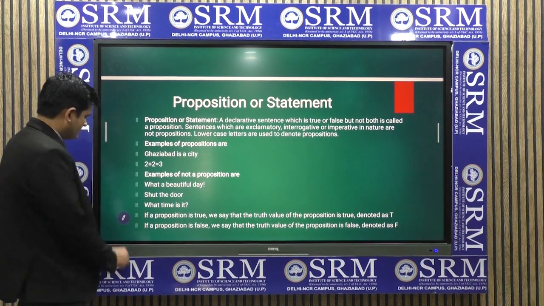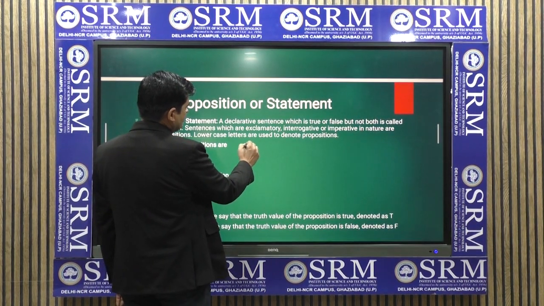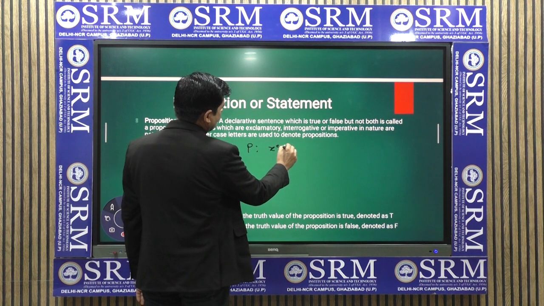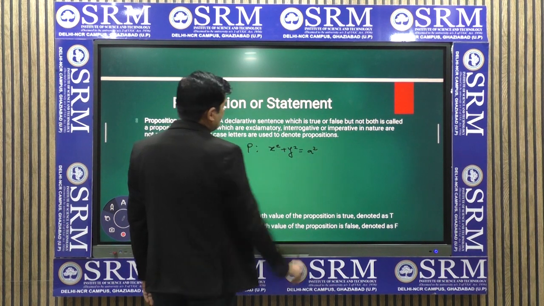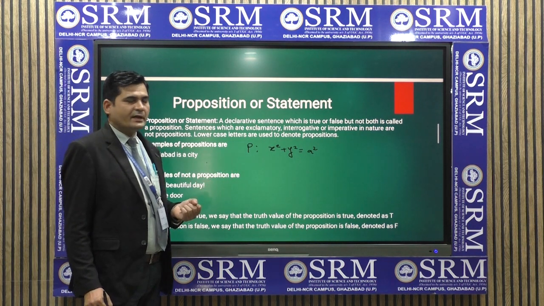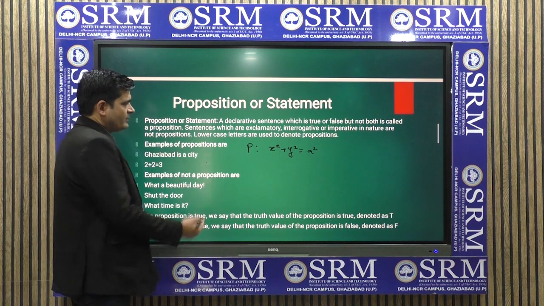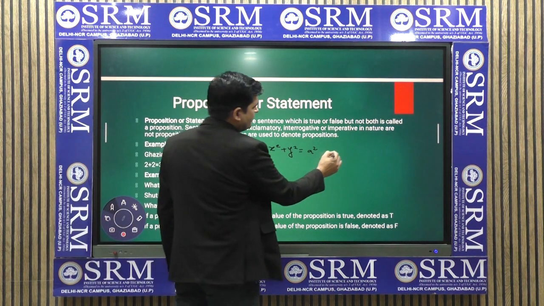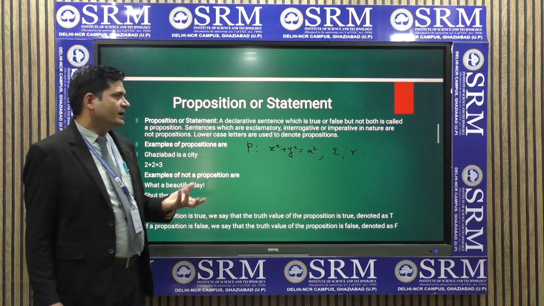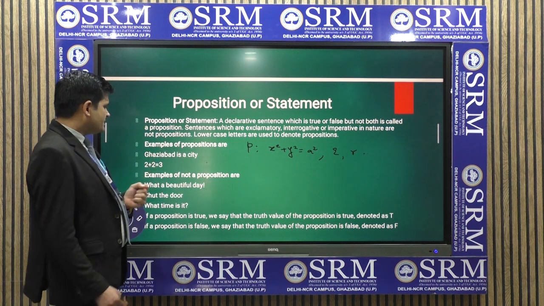For example, suppose P is a preposition which is denoted by the statement x square plus y square is equal to a square. It is basically a circle of radius a, which I denote by a sentence, and this sentence is called a preposition. Generally we denote the preposition by the small letters p, q and r, etc. And sometimes we can use capital letters to denote the preposition or the statement. So these are some examples of the preposition.